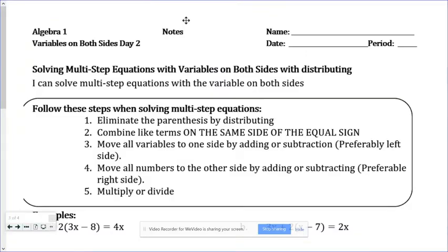All right, today we will be solving multi-step equations with variables on both sides, and now we're adding the distributing part to this. So this is new from yesterday. You can see this top equation summary is still on your sheet. So today we're going to start with step 1 by eliminating the parentheses by distributing.